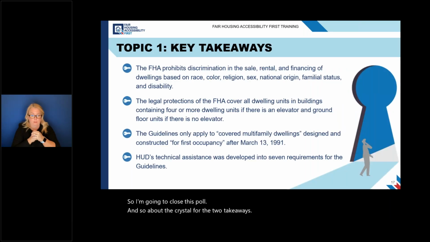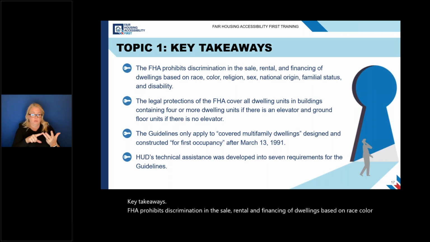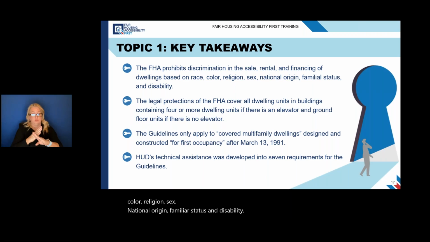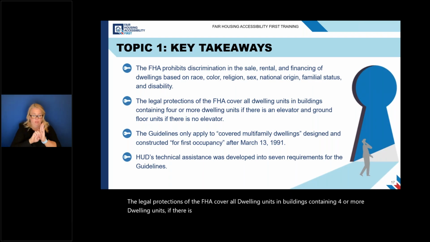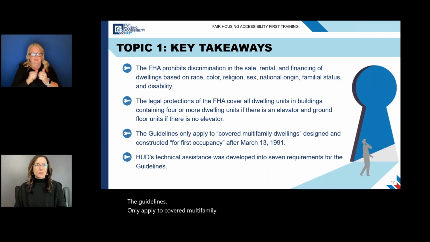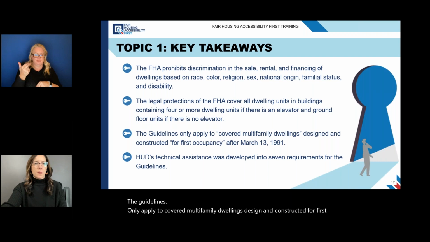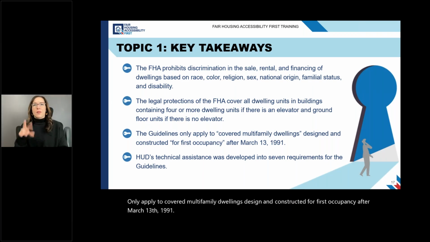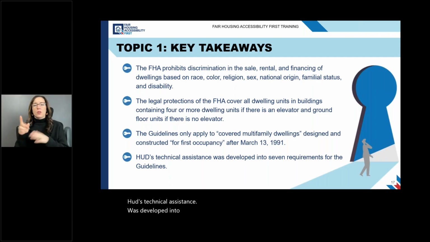Thank you, Joe. Key takeaways. The FHA prohibits discrimination in the sale, rental, and financing of dwellings based on race, color, religion, sex, national origin, familial status, and disability. The legal protections of the FHA cover all dwelling units in buildings containing 4 or more dwelling units if there is an elevator, and ground floor units if there is no elevator. The guidelines only apply to covered multifamily dwellings designed and constructed for first occupancy after March 13, 1991. HUD's technical assistance was developed into 7 requirements for the guidelines.